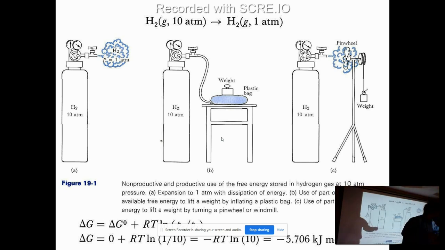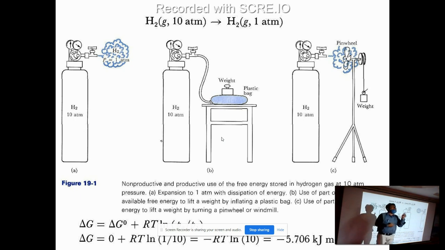From any system, you can extract some quantity of energy. That energy is called Gibbs free energy. So we never know that simply hydrogen at 10 atmospheres can be lifted up. If you intuitively think, the stored free energy is used for lifting up. So that free energy is called Gibbs free energy.